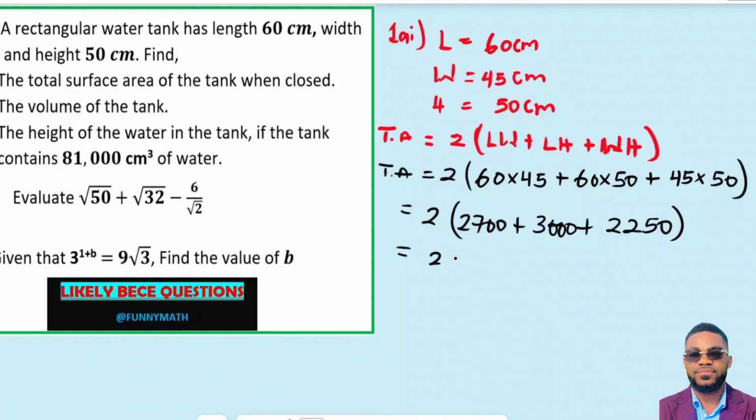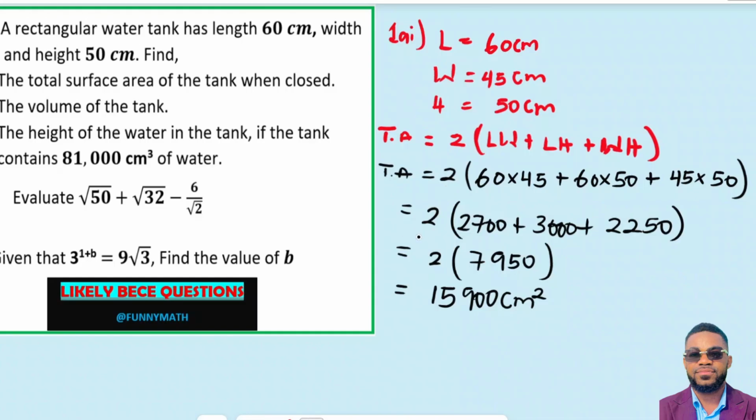So these are the values that we're going to get. We have to still simplify the ones in the bracket. So we have 2,250 plus 3,000. That will give us 5,250. Now plus 2,700. And that will give us 7,950. So to get the total surface area, we have to multiply 2 by this. So by 2 will give us 15,900 centimeters square. Remember to attach the units. So that is centimeters square because this is area. So that is how we can find the first one. That's the total surface area of this closed tank.